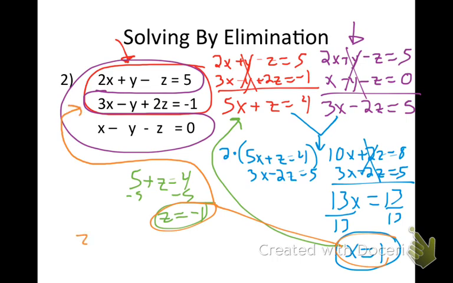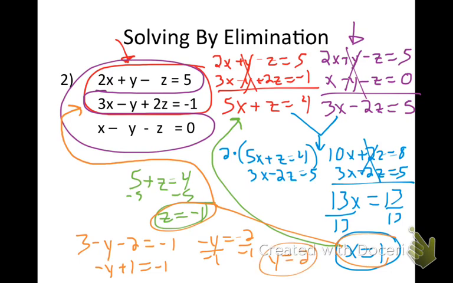So that would give me 3 minus y minus 2 equals negative 1, which is really then just negative y plus 1 equals negative 1. Subtract the 1 over, negative y equals negative 2. Divide by negative 1, you get y equals 2. Now I write my ordered triple here: 1, 2, negative 1. Wait, I feel y equals 3 because I plugged it.